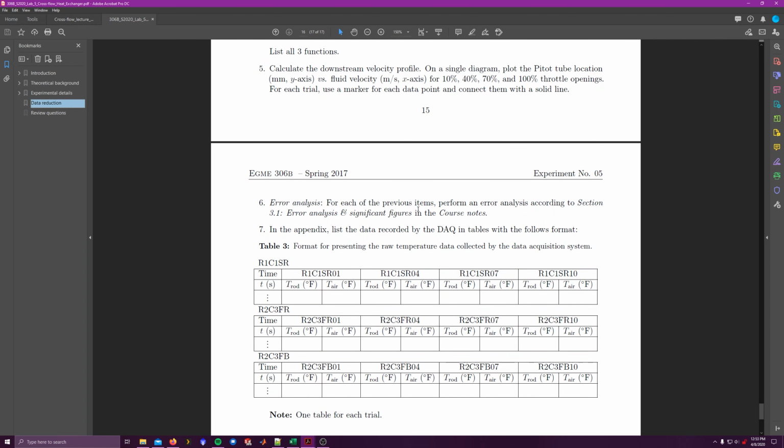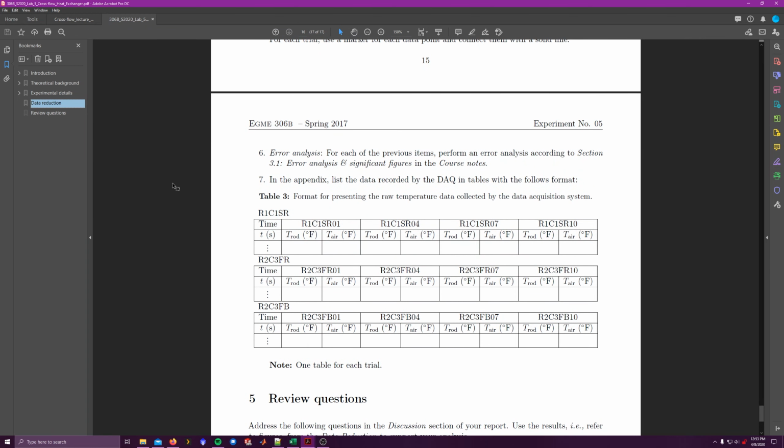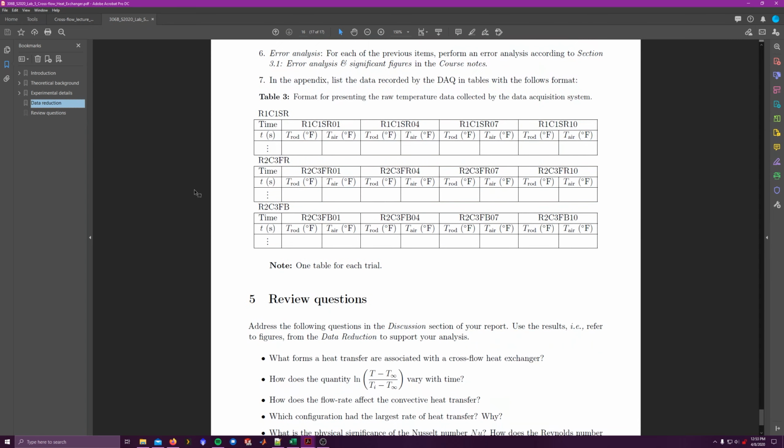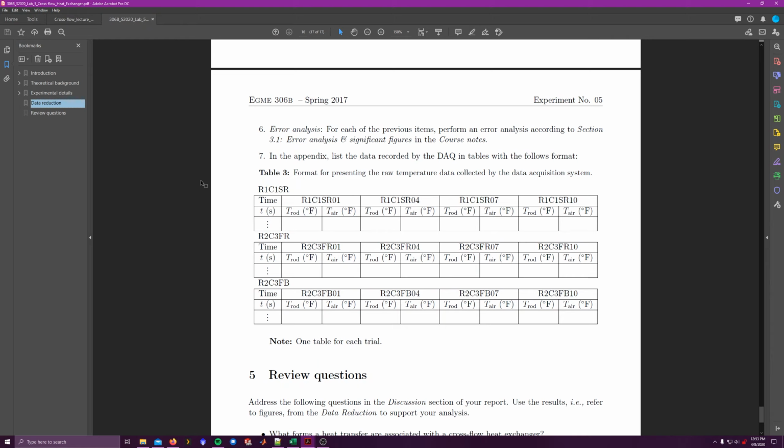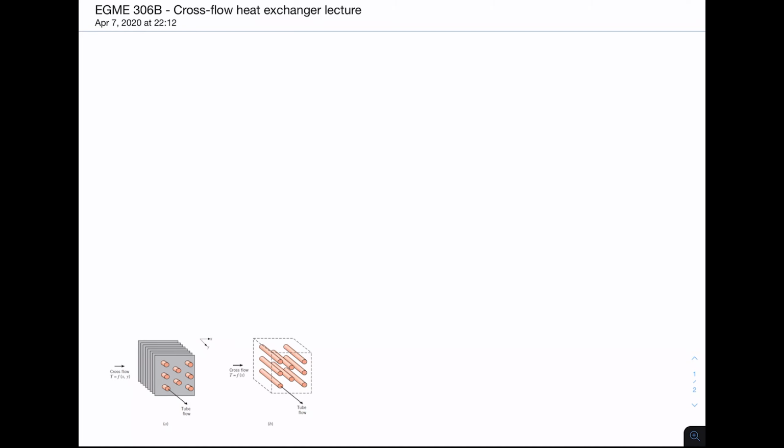The air analysis here, this is basically a differential air analysis that I don't require. So with that, we're going to go ahead and get started with the lecture. Okay, so the first thing that we're going to do is define what a heat exchanger actually is and how the heat is going to be transferred in the case of a cross-flow heat exchanger.